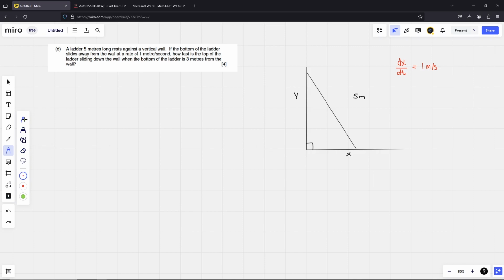So notice that we have a right angle triangle. So we can make our general equation from this right angle triangle. So I'm going to say, okay, y squared plus x squared is going to be equal to 5 squared. And that's going to be because of Pythagoras.